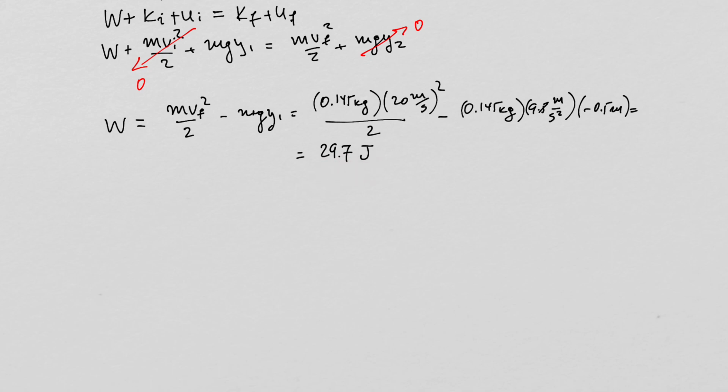joules. However, the question was asking what's the force that the hand applies on the ball. So in order to find the force, we just need to divide the work done by the distance that the hand travels up as it's holding the ball. So that's the displacement, so that will be y2 minus y1. So this is equal to 29.7 joules divided by 0.5 meters. And this is equal to 59 newtons.